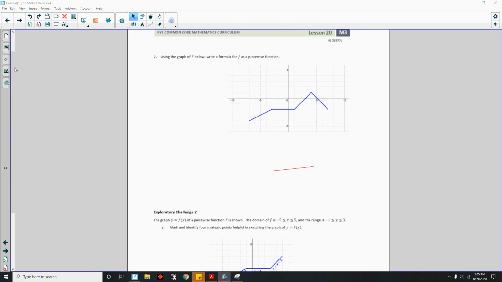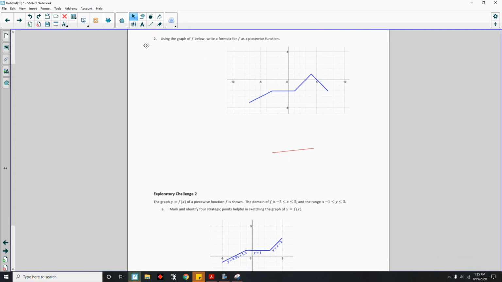Okay, page 3 brings us to problem number 2. It says, using the graph of f below, write a formula for f as a piecewise function. So I would say f of x equals, and we have 1, 2, 3, 4 pieces. So I'm going to make a fairly large bracket like so. And I'm going to work on each piece from left to right.